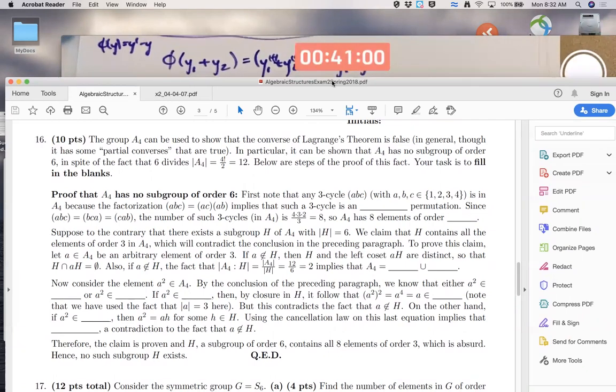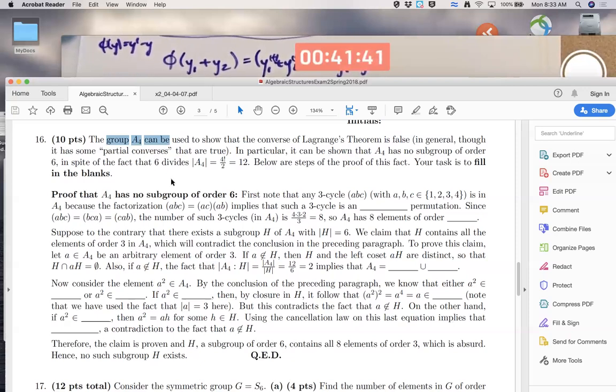The converse would say if G is a finite group of order n, and M divides n, then G has a subgroup of order M. That's a false statement. That's not true. And a counterexample is A4, which has order 4 factorial divided by 2, which is 12, but no subgroup of order 6, in spite of the fact that 6 divides 12. So this is a pretty important specialized fact in group theory, an example showing that the converse of Lagrange's theorem is false.